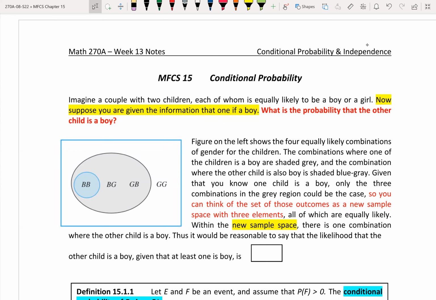We discussed a little bit about conditional probability. This is the basic definition of what we call conditional probability, and a few examples, okay?